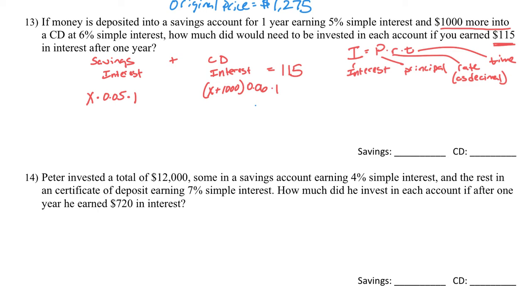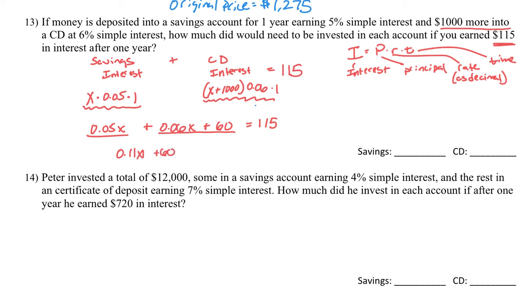So if I simplify this expression right here, I get 0.05x, that's savings interest, plus if I simplify this expression right here, I get 0.06x plus 60. And that interest from the savings plus interest from the CD has to equal total interest of $115. So I could put together my like terms and I get 0.11x plus 60 equals 115.